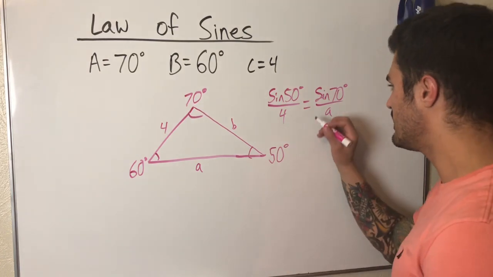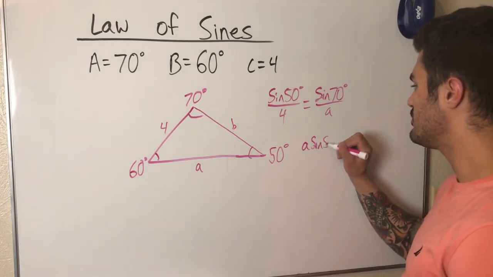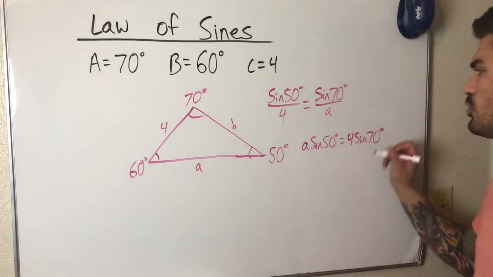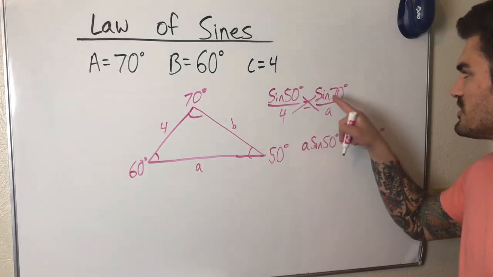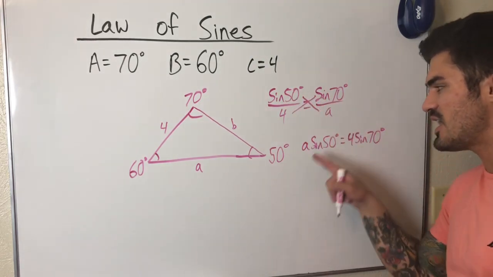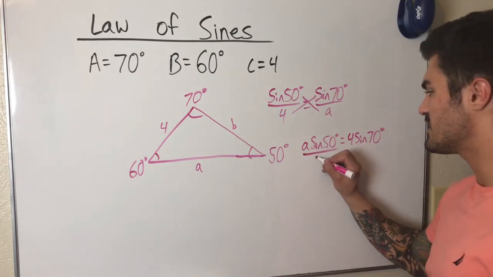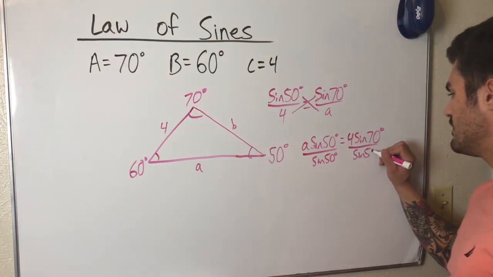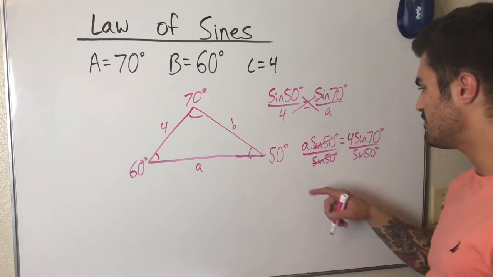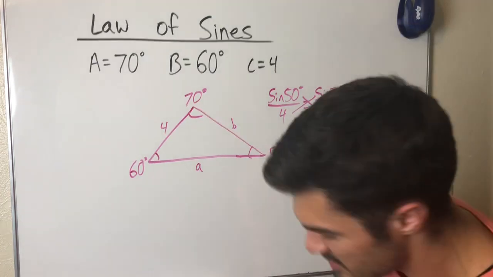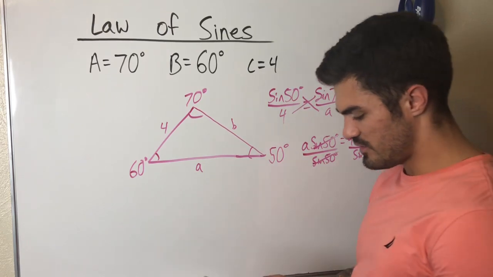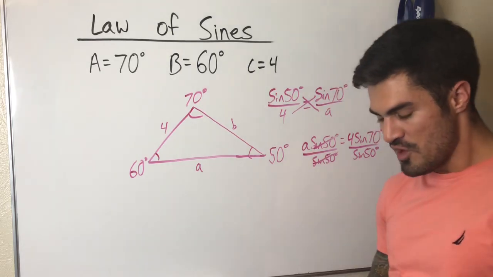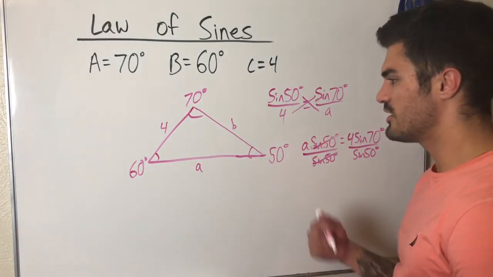So when I solve for A, I get A times sine of 50 degrees equals 4 times sine of 70. By the way, this is just cross multiplying. I draw an X here: 4 times sine of 70, sine of 50 times A. Now I can divide both sides by sine 50. Like I said, when you get really good at this, you can probably do this stuff in your head. So I'm left with A equals 4 times sine 70 divided by sine 50, which gives me 4.91, if I'm rounding to 2 decimal places.